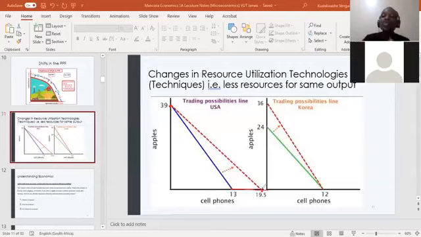So the PPC will swivel, but it does not affect apples because the production of apples has nothing to do with the production of cell phones. They use completely different methods in terms of their production. Yes, the resources are similar, but the techniques or the methods of production are completely different. So it will remain the same amount of apples using the resources that we have.